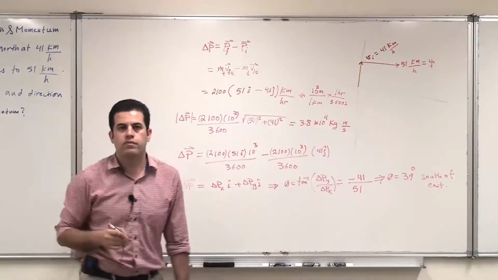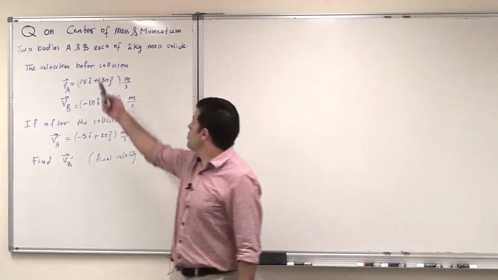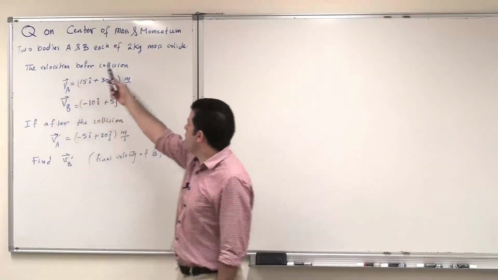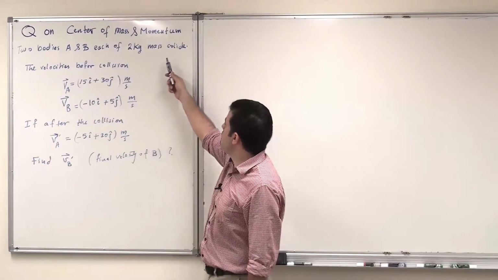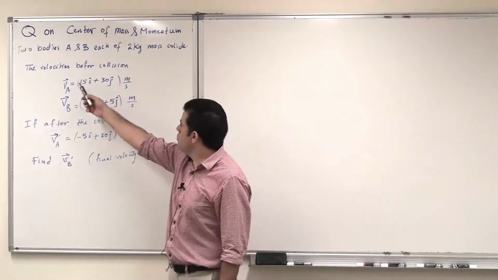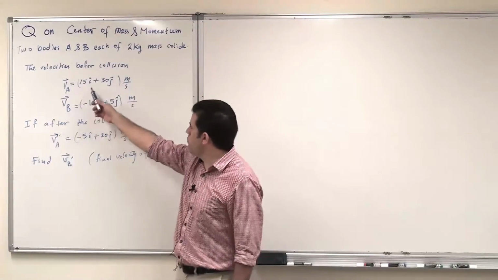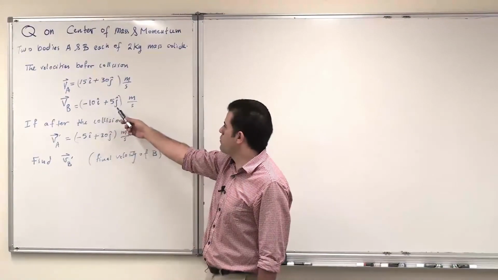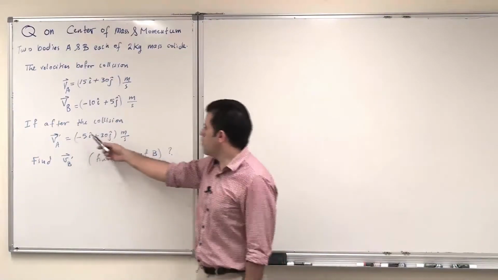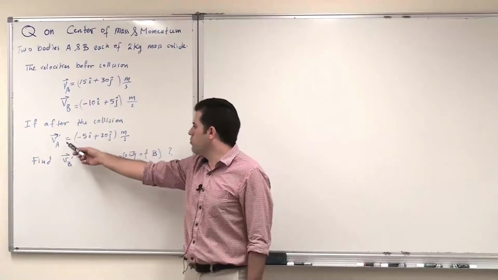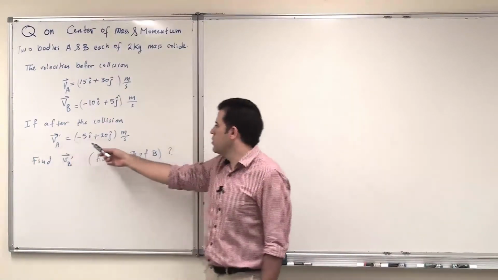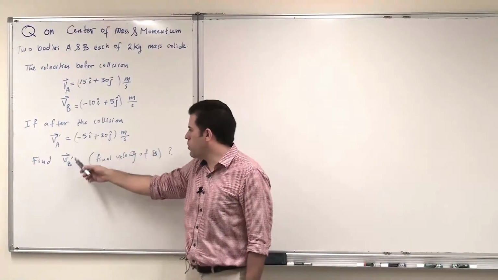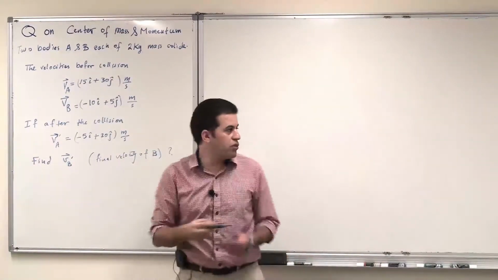Thank you. Assalamu alaikum. This question is on momentum and collision. Two bodies A and B, each of 2 kilogram mass, collide. The velocities before collision are given, VA is 15 i hat plus 30 j hat and VB is minus 10 i hat plus 5 j hat. If after the collision, VA prime, where prime means after the collision, is minus 5 i hat plus 20 j hat, find VB prime, or the final velocity of B after collision.